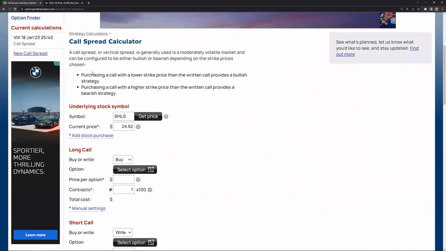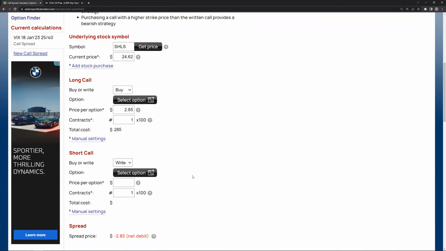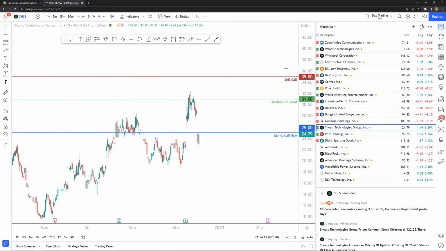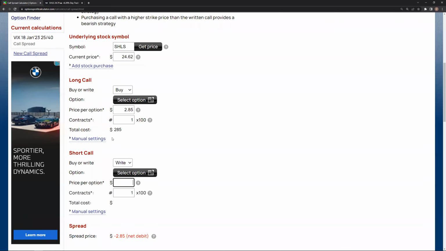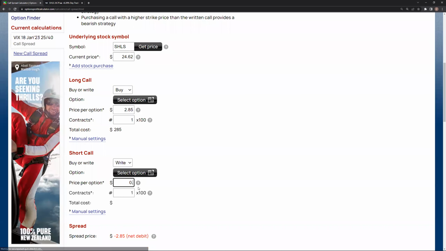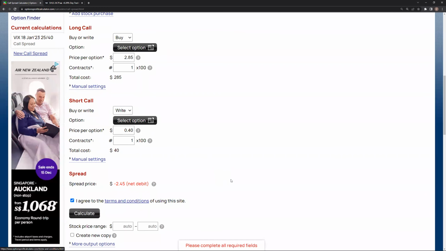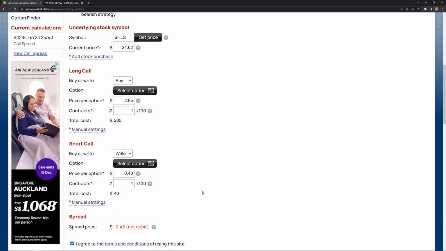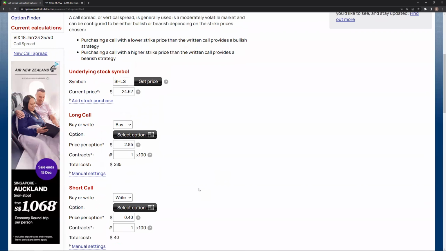So the option at strike price 25 with 20th of January expiry is 2.85. Okay, and then I'm going to sell the option at strike price 35. So 35 is 0.45. Okay, 0.40. Let me choose the middle price. Okay. So now calculate. Please complete all required fields. What else do I need?